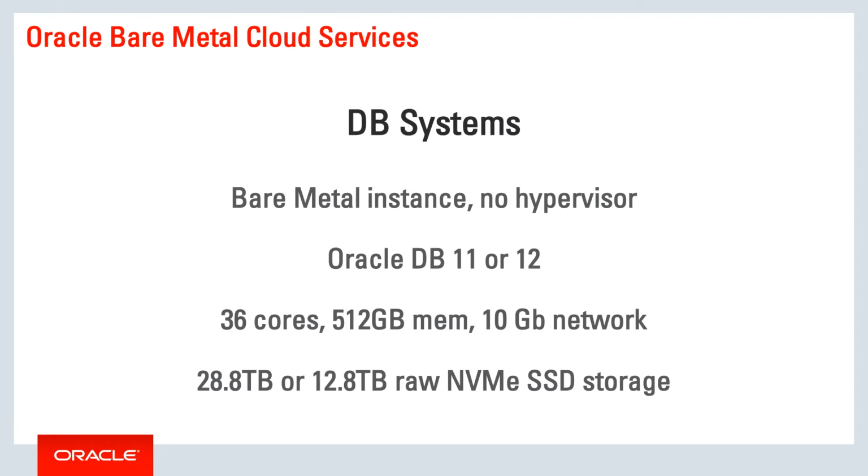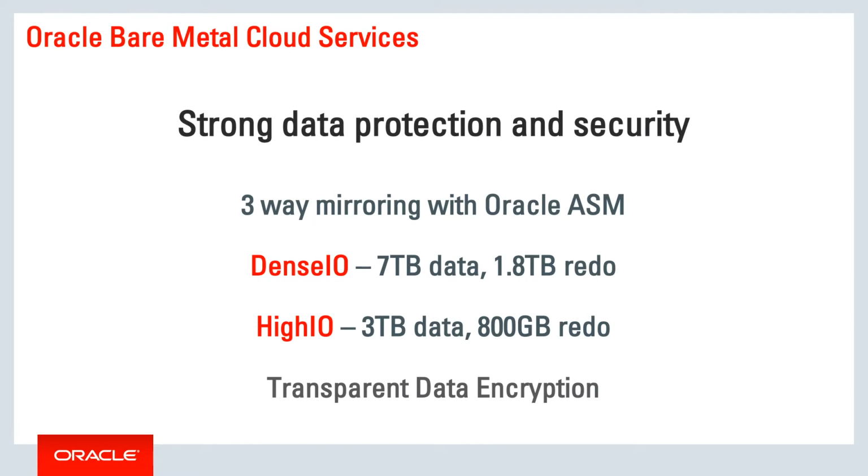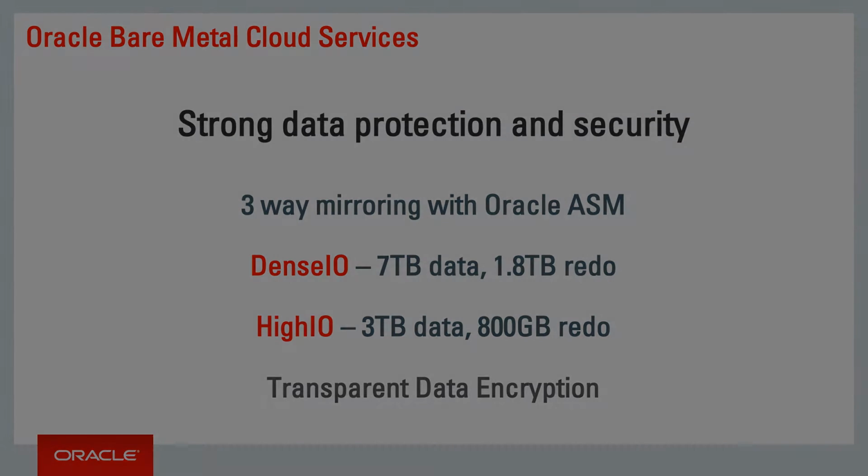The database service provides database systems to customers. These database systems are bare metal compute instances that have 10 gigabit network connections and high-speed, low-latency NVMe SSDs. The local NVMe storage is two- and three-way mirrored for redundancy on the local drives. Oracle Transparent Data Encryption is enabled by default on every database system.